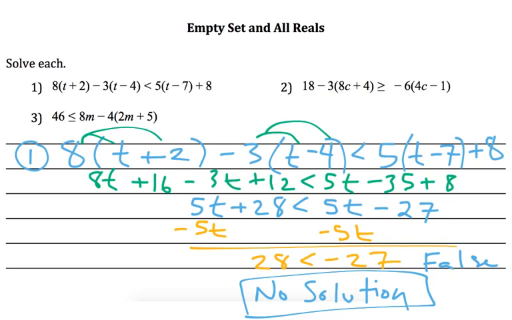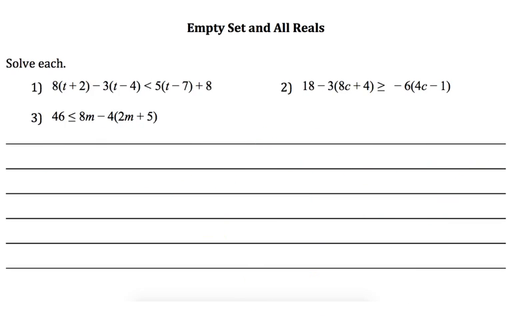So let's see what happens with problem 2. Now, these infinite and no solution type problems are really nice when you get home and use Wolfram Alpha, because these are usually a little bit more challenging to check because you can't plug in an actual value.